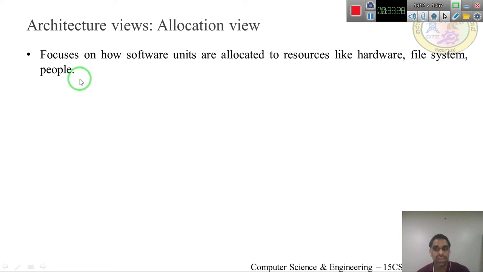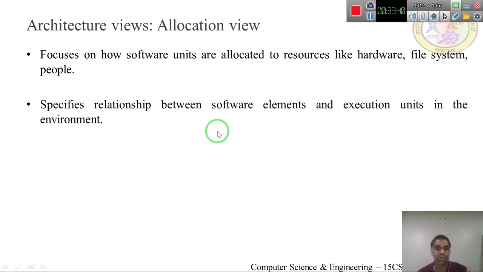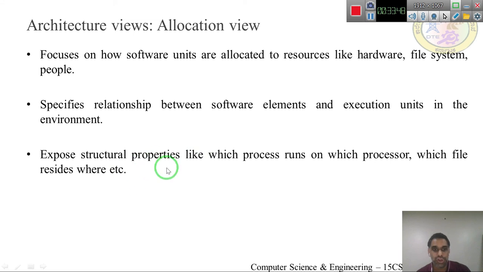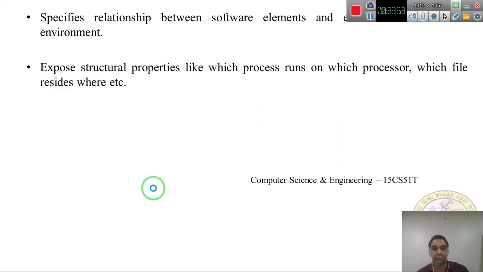So for such questions, if you need an answer, the allocation view would be the most suited one. Okay, so the allocation view will specify which process executed on which processor, and similarly how the system files are organized in a file system. It specifies the relationship between software elements and execution units in the environment. It exposes structural properties like which process runs on which processor and which file resides where, etc.